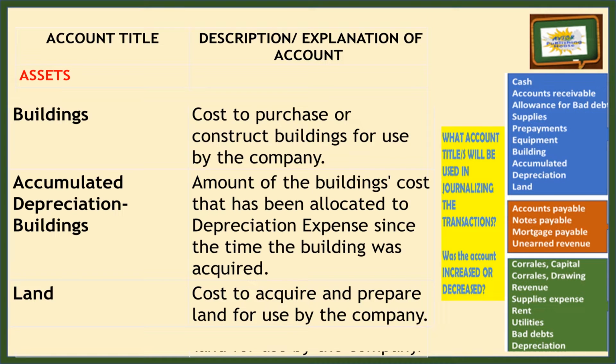So buildings: the cost to purchase or construct buildings for use by the company or business. Then it has a corresponding accumulated depreciation. Land is the only asset that cannot be depreciated. On the contrary, it appreciates in value. So there is no accumulated depreciation for land. Land includes the cost to acquire and prepare the land for use by the business or company.